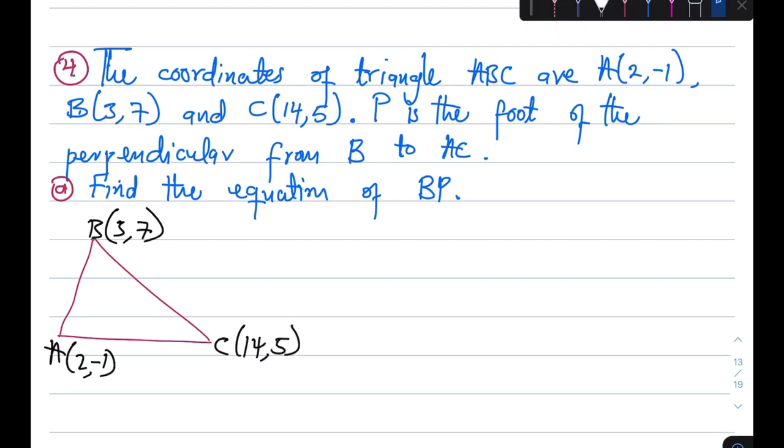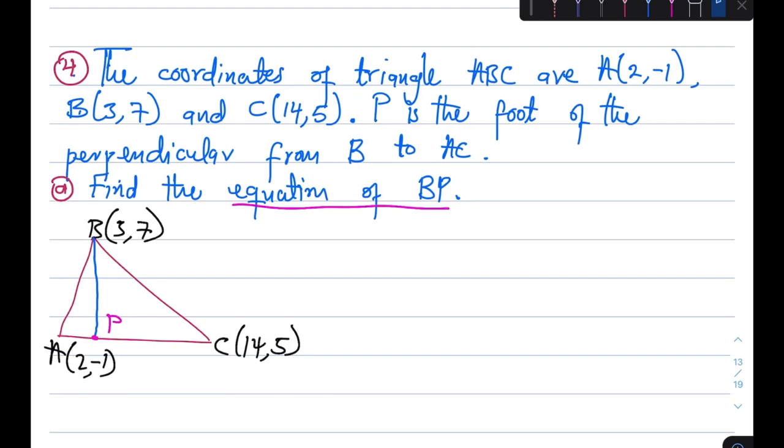Now they are telling us that there is a perpendicular from B to AC, so from B all the way to AC. This is the perpendicular, and the foot of it, where it meets the line AC, they want us to call P. So that is what they want. Now, what is the question? They want us to find the equation of the line BP, from B to P. So the blue line, that's what they want us to find.